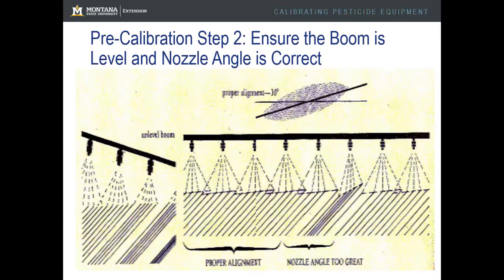Next, we will discuss pre-calibration step 2 when calibrating boom sprayers. This step is to ensure the boom is level while offsetting the nozzles by 10 degrees. A 30% overlap causes spray patterns to collide, otherwise called interference. If nozzles are installed parallel with the boom, we see more interference.